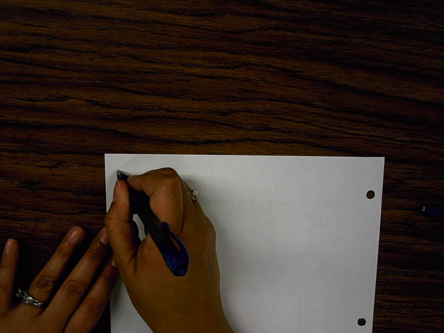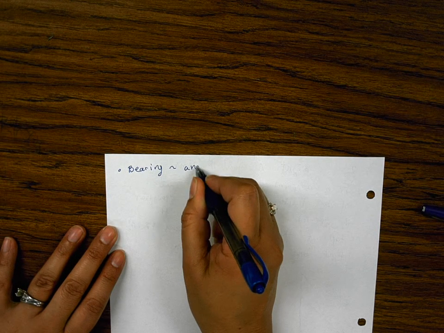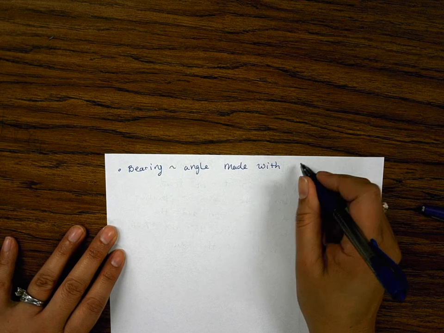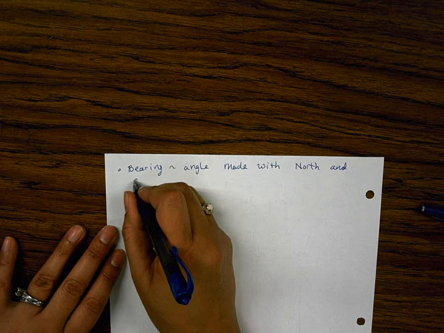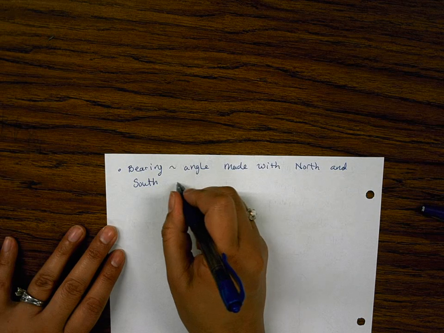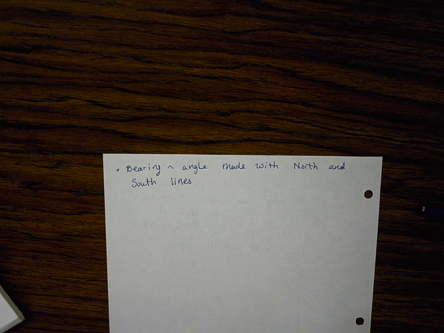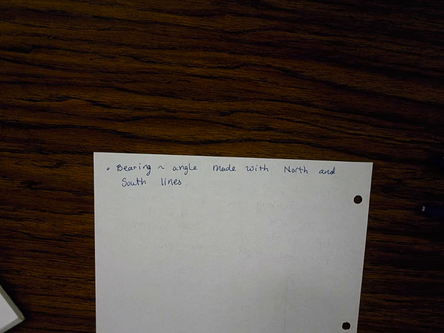All right, next problem. Next thing we're going to talk about before we do the next problem is bearings and what are bearings and how do they work. A bearing is an angle made with north and south lines. Bearings. A bearing is an angle made with north and south lines.